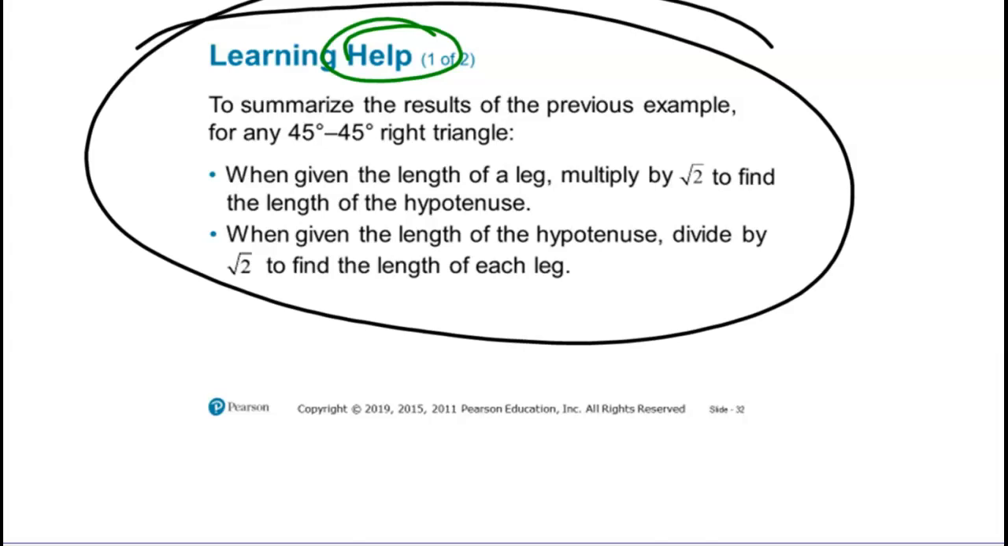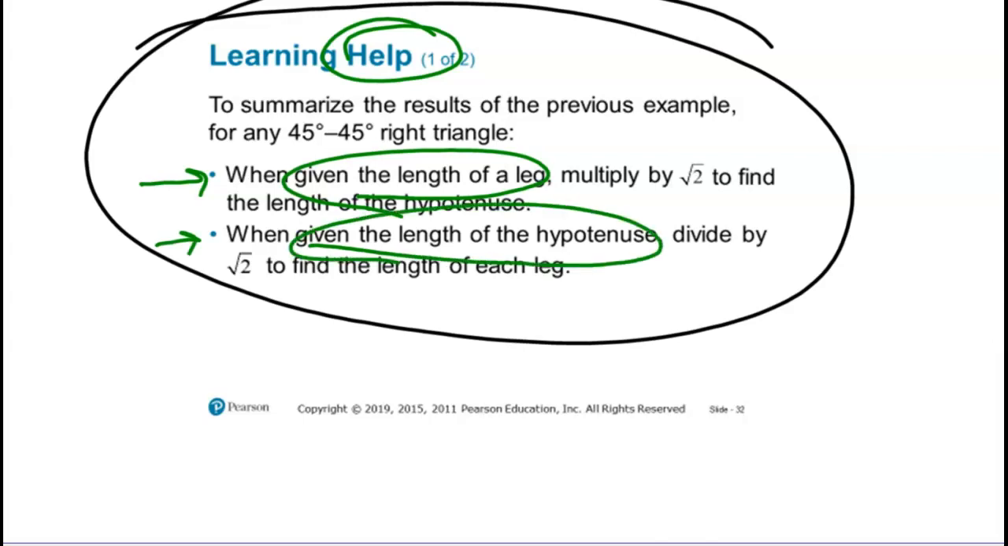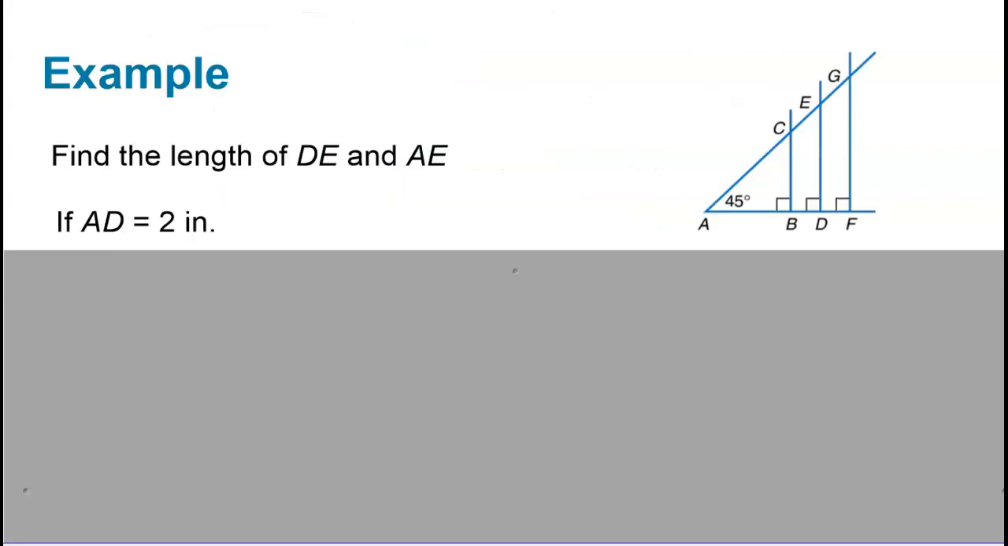For the problems that you're using, looking at a 45, 45, 90 triangle, when you are given the length of a leg, you multiply by the square root of 2 to find the length of the hypotenuse. So you're given a leg. This is going to be the key on all these: what are you given? The next one is when you're given the length of the hypotenuse, then you divide by the square root of 2 to find the length of each leg. Let's see what this looks like in practice, and we'll do this with all the special right triangles.